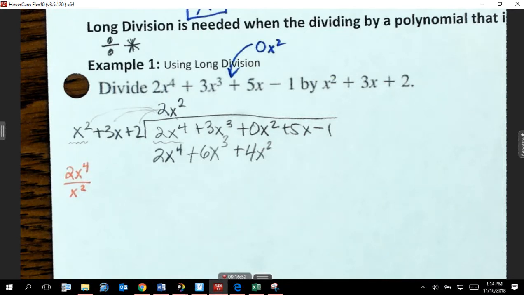So we're distributing what we got when we divided to the entire trinomial out there, because we can multiply the whole number.